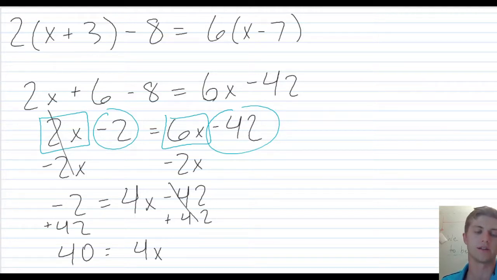And then you can see the answer. What's happening to x is it's being multiplied by 4. We undo that with division by 4. What we do to one side, we do to the other. We're left with x, and then 40 divided by 4 gives us 10.